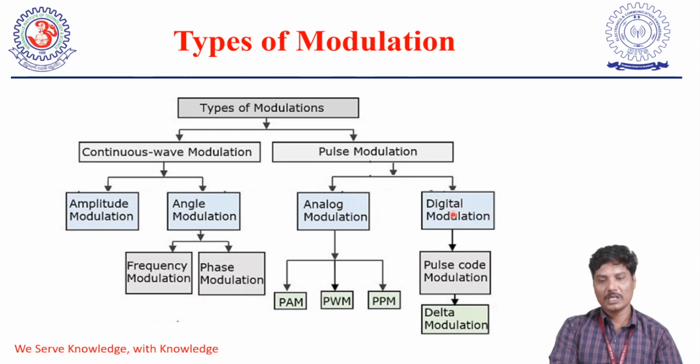Next, we come to pulse digital modulation. What is pulse digital modulation? Here we are going to convert an analog signal into a digital signal. That modulation we call pulse digital modulation. The types of modulation used in the process of converting an analog signal into a digital signal are pulse code modulation, differential pulse code modulation, and delta modulation. All of those come under pulse digital modulation.